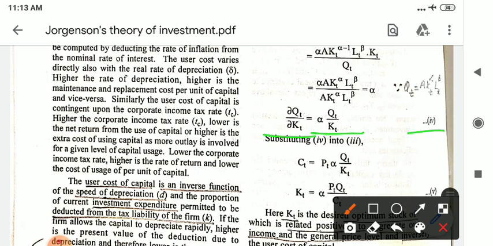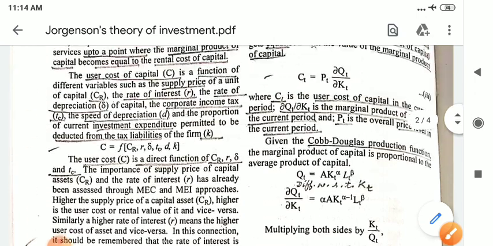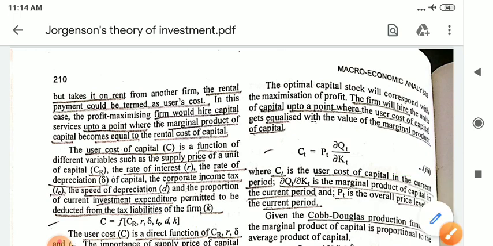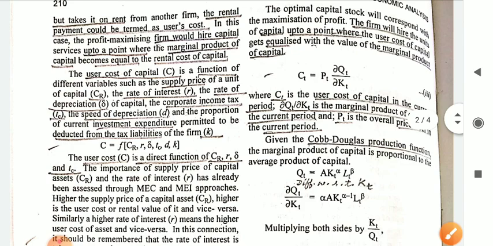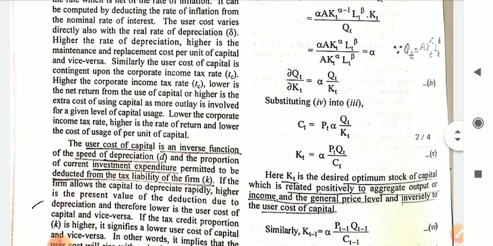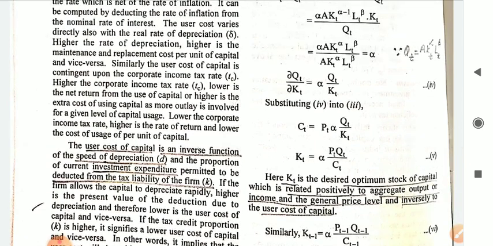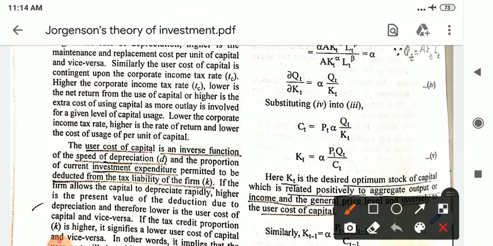Now this is equation number 4. We are substituting equation number 4 into equation number 3. You can see equation number 3 again: this was C_t, the user cost of capital. In this user cost of capital C_t, we are going to substitute the value from equation 4. So we get C_t is equal to P_t into alpha into Q_t divided by K_t.